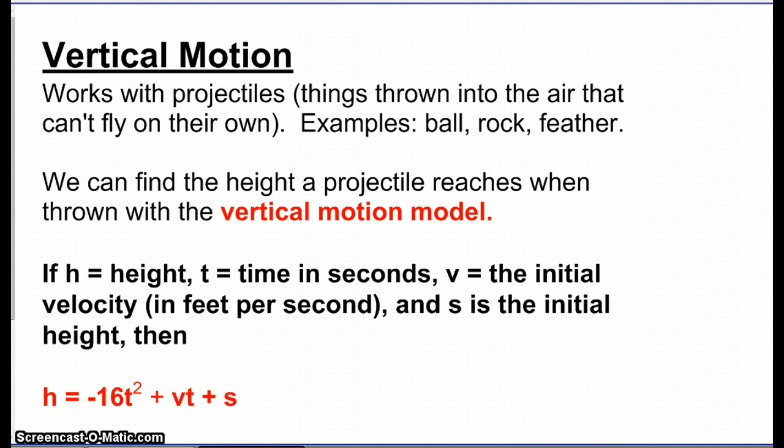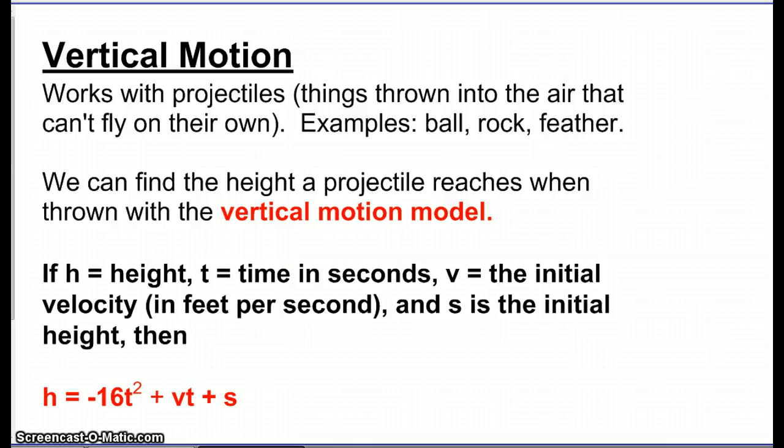The last part of this section deals with vertical motion. Vertical motion has to do with projectiles, that is, things that are being thrown into the air, things that can't fly on their own power. Examples like a ball, a rock, a feather, a javelin, okay? Even animals that are jumping and then fall into this category. We can find the height something reaches and the time it takes for it to travel its path up and down by using the vertical motion model.